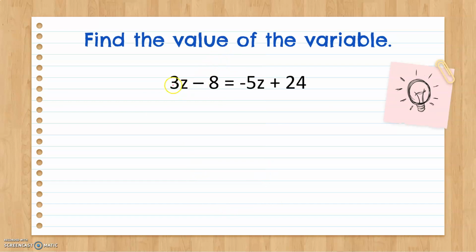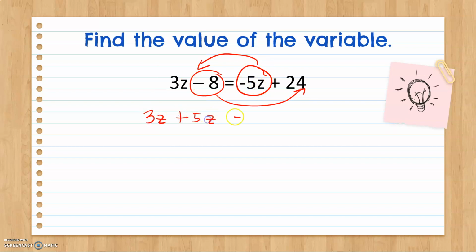Another example, 3z minus 8 is equal to negative 5z plus 24. Again, transpose all terms with variables on the left and transpose all constants to the right. So we'll have here 3z, negative 5z when transposed to the left side will be positive 5z. Then we'll have 24. Negative 8 when transposed to the right side will be positive 8. 3z plus 5z is equal to 8z, and 24 plus 8 is equal to 32. Let's divide both sides by 8. We'll have z is equal to 4.